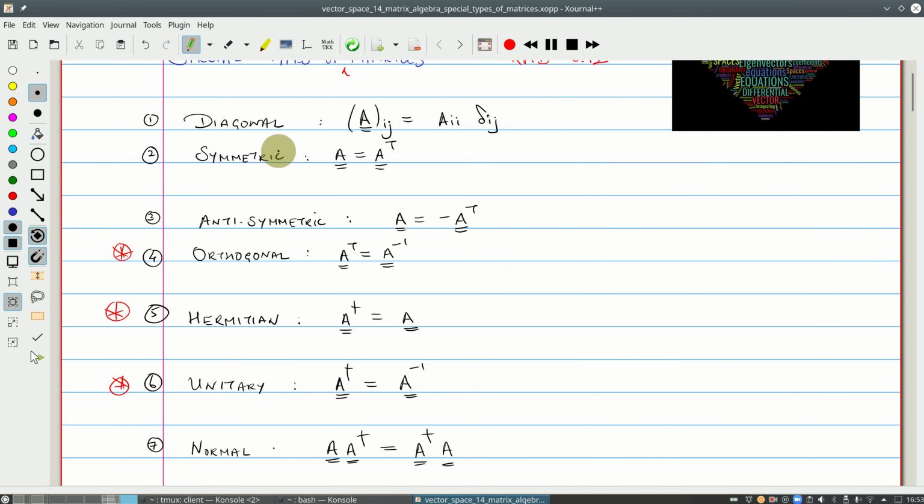Well, the first is a diagonal matrix, which we've already seen before. Then we come across symmetric and antisymmetric matrices. Orthogonal matrices, of which the rotation matrix is one, are a rather important class. Hermitian matrices, a very, very important class. Unitary matrices, equally important. And normal matrices. This is something you may not have heard of before, but all of these are special examples of a normal matrix.